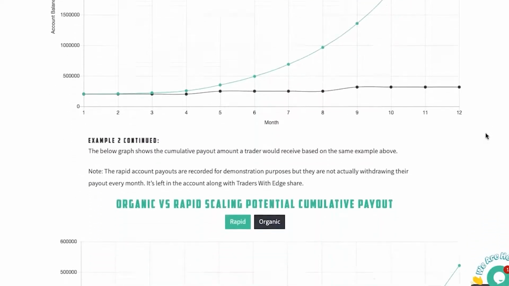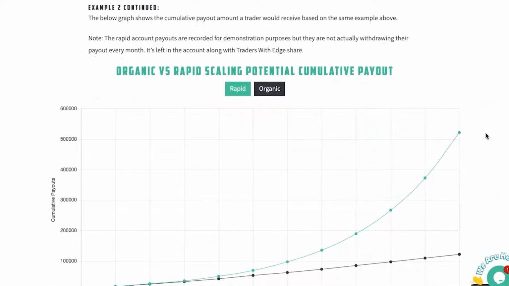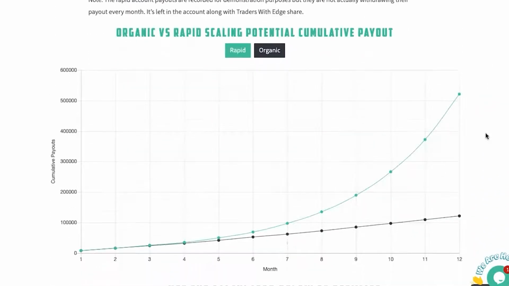Once again, below we have the example of what the trader's payouts look like, not just what the account size looks like. Remember, these are cumulative payouts, and the rapid account isn't making monthly withdrawals until the 12-month mark. So they wouldn't start making withdrawals until this point here, whereas the trader on the organic plan is making monthly withdrawals that are much smaller.